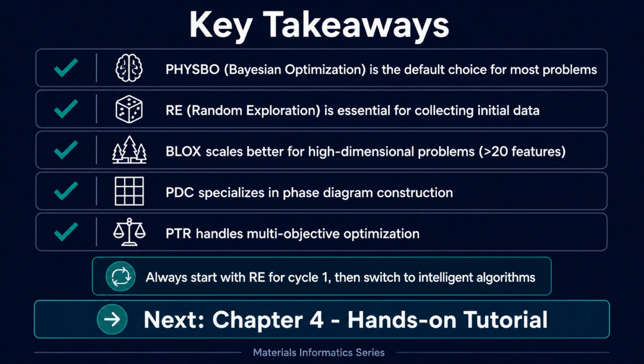Let's summarize what we've learned. PHYSBO using Bayesian optimization is the default choice for most problems because it balances exploration and exploitation automatically. Random exploration is essential for collecting initial data in your first cycle. BLOX scales better for high-dimensional problems with more than 20 features. PDC is specialized for phase diagram construction. And PTR handles multi-objective optimization when you need to optimize multiple properties simultaneously. Remember the key workflow. Always start with RE for cycle 1, then switch to intelligent algorithms.